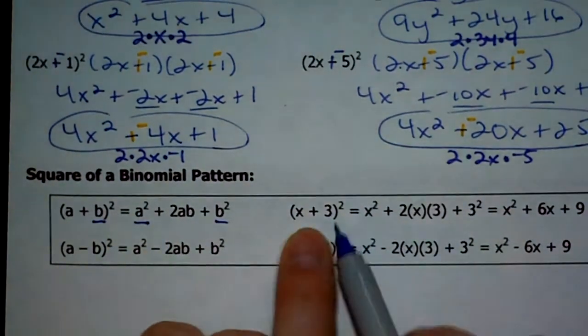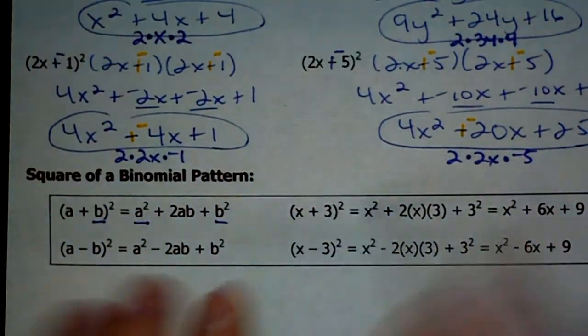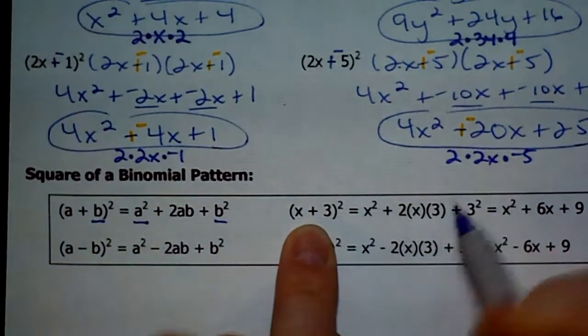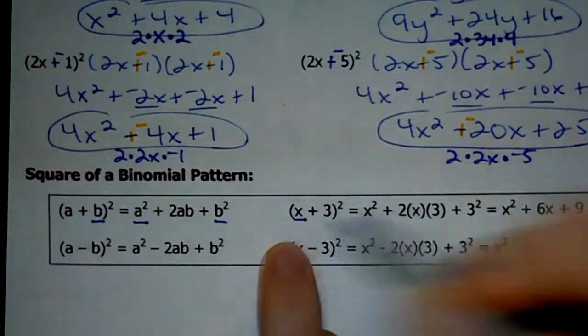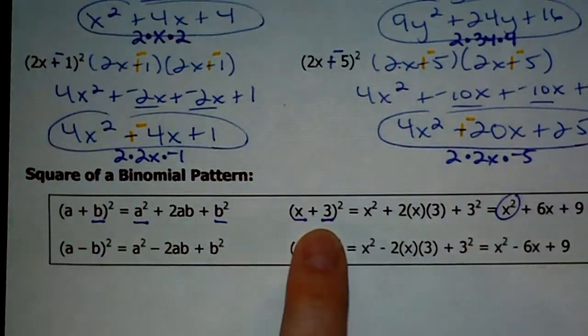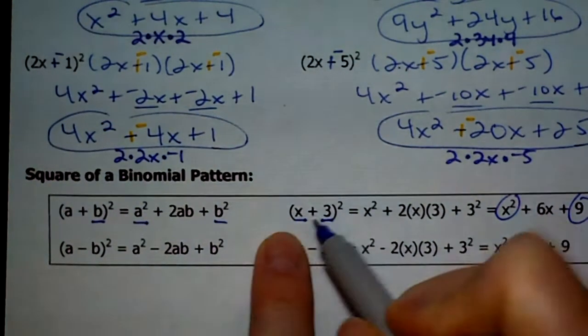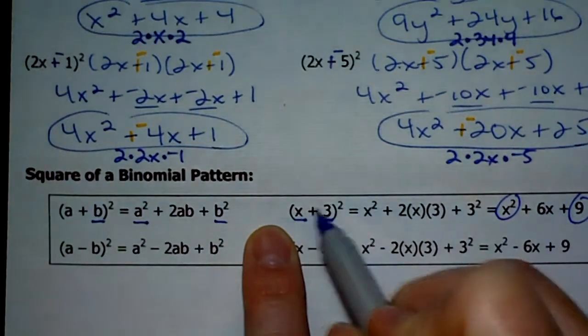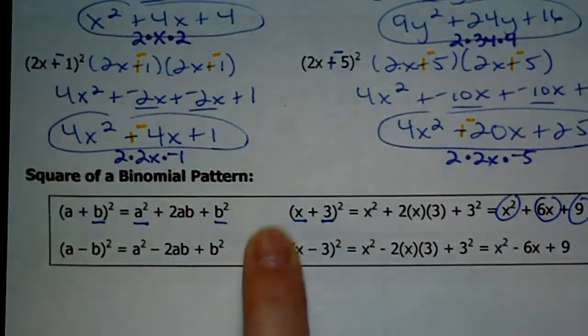So if you saw a problem like this, the quantity of x plus 3 squared, it's a square. That means you would take a squared to get your first term, b squared to get your last term, and to get the middle term, you would take 2 times a times b. 2 times x is 2x, times 3 is 6x.